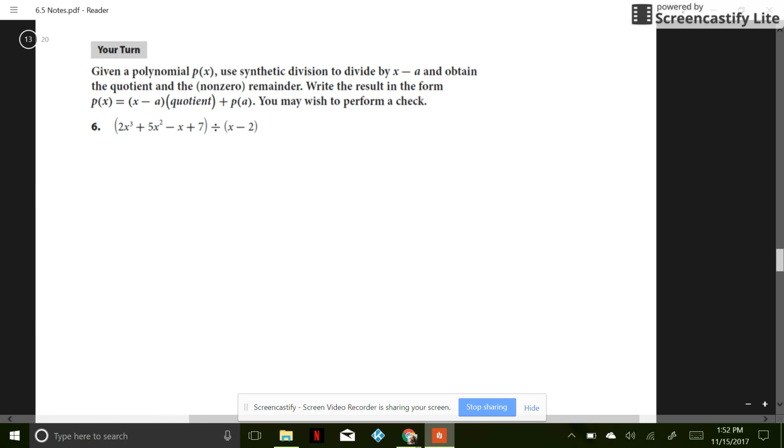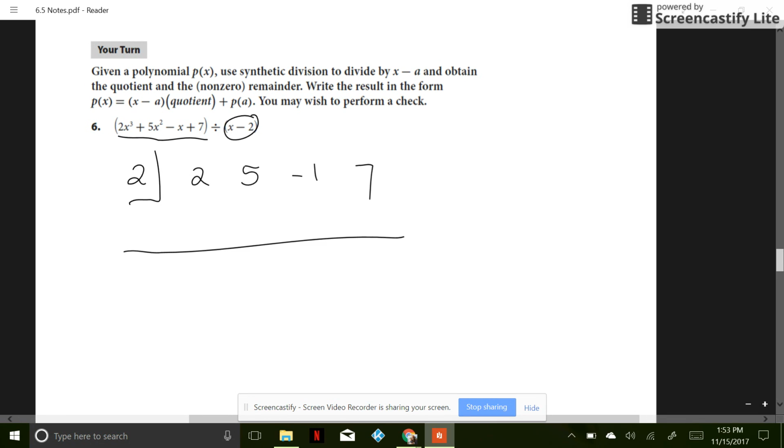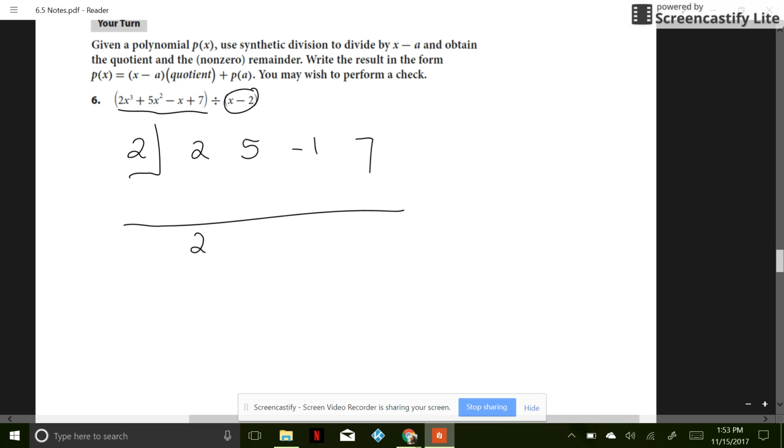All right, so the first thing we do is we find our value of a. So that's the factor based off of this. We do the opposite sign, so it's 2. Then we take the coefficients of our dividend here. So we'll have 2, 5, -1, and 7. And we're going to bring down a line here. So first thing we do is we bring down the first value of 2.